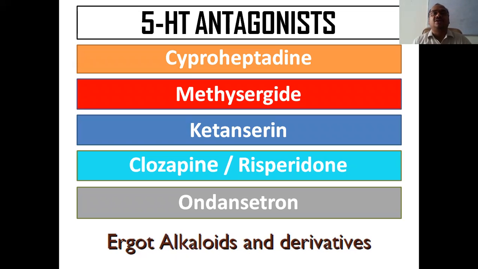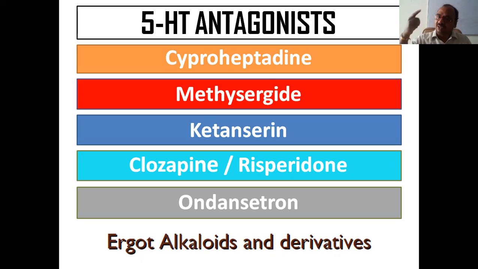As per this, the 5-HT antagonists are: cyproheptadine, methysergide, ketanserin, clozapine, and risperidone, not reserpine. Reserpine is from Rauwolfia serpentina, an antihypertensive drug. It comes in pharmacology, not here. It is very different. Risperidone, keep in your mind. And ondansetron, a very popular drug, the last one.